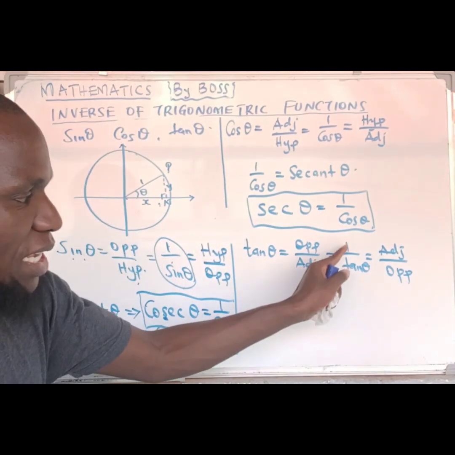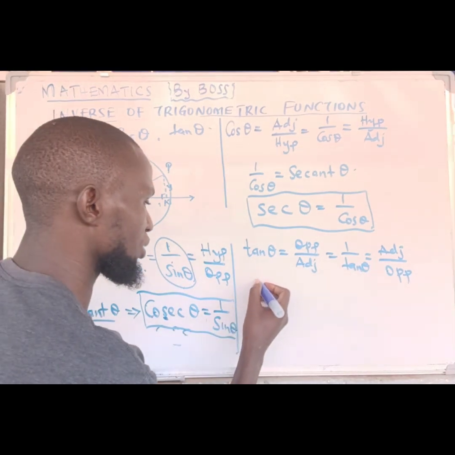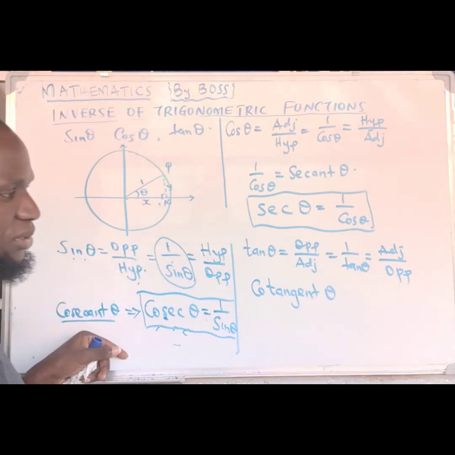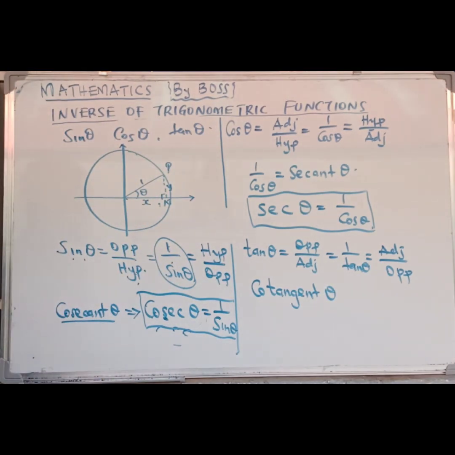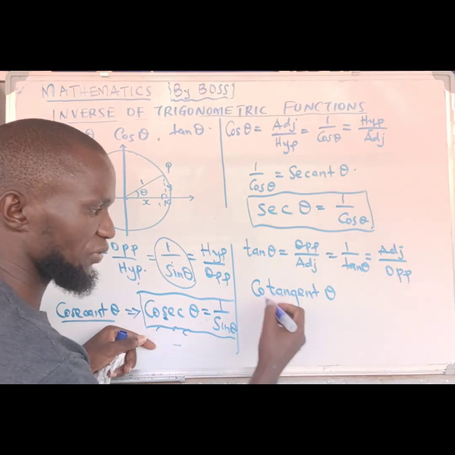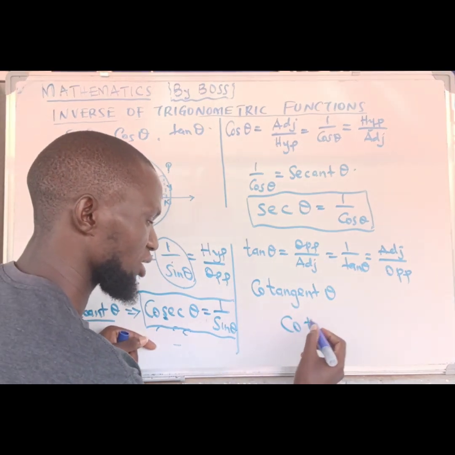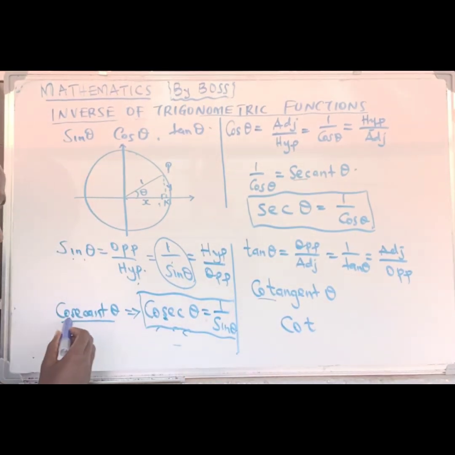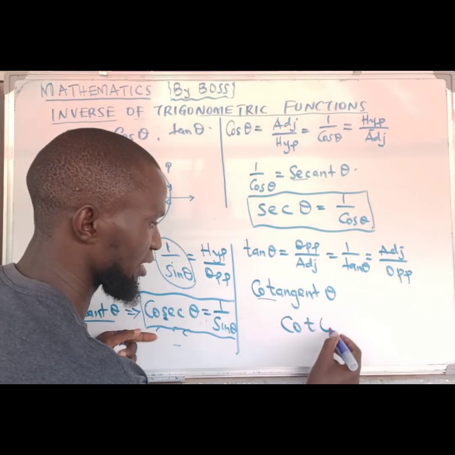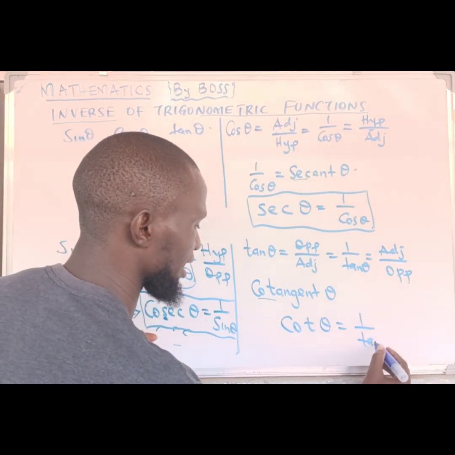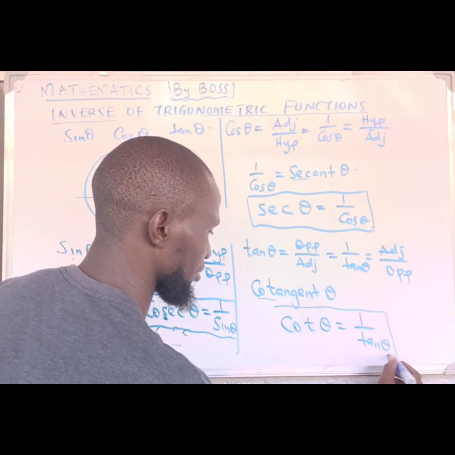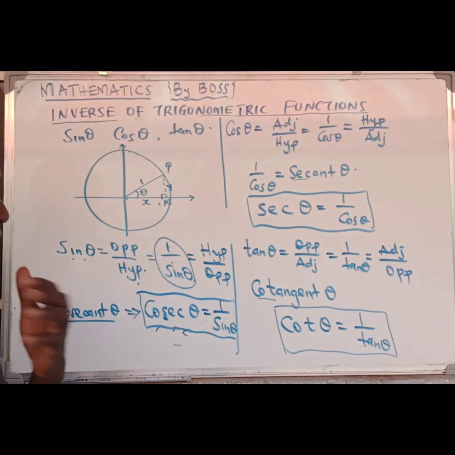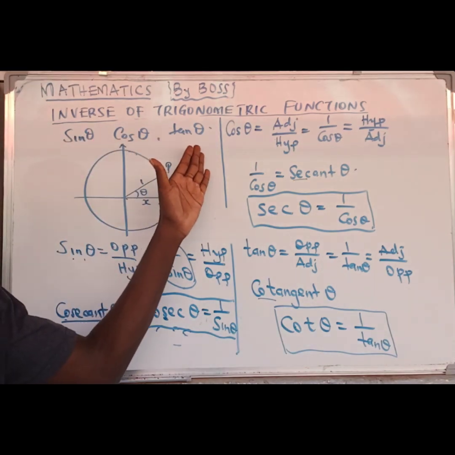Now, instead of saying 1 over tan theta, 1 over tan theta is also referred to as cotangent theta. Cotangent theta is the same as saying 1 over tan theta. In short form, we call it cot. You can say sec, cot, cosec. Cot theta is equal to 1 over tan theta. And that is how we can get the inverse of the trigonometric ratios of sine, cos, and tan.